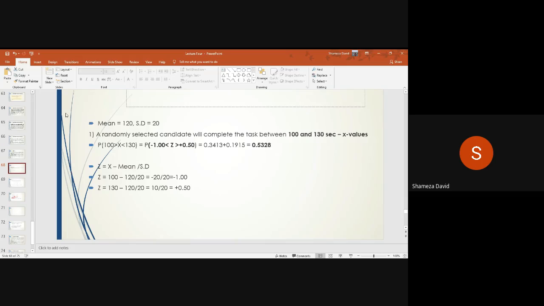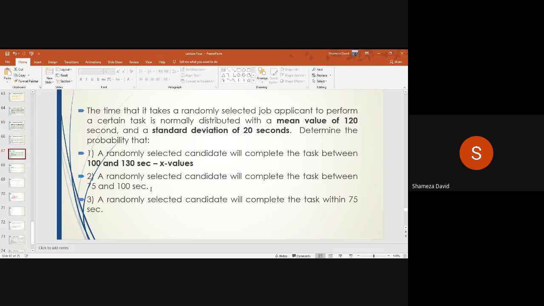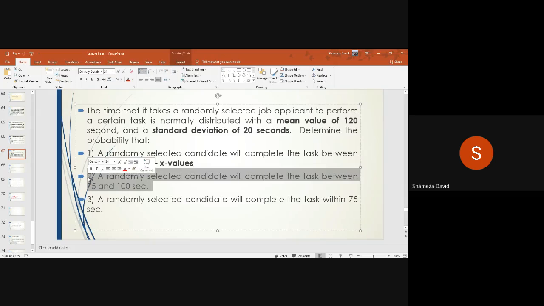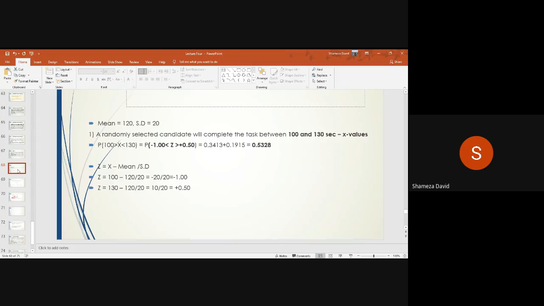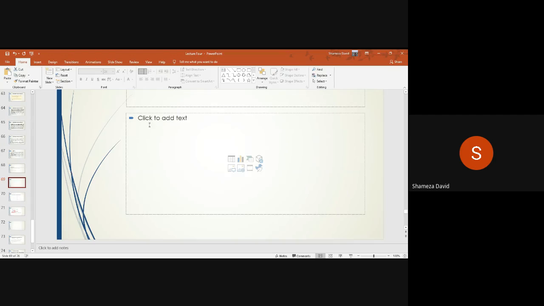All right, let's take the second example and then we will see if there's still questions. So the second question asks us to find the probability that a randomly selected candidate will complete the task between 75 and 100 seconds. So this is going to require us to apply a different rule, but the same table, the same set of operations.